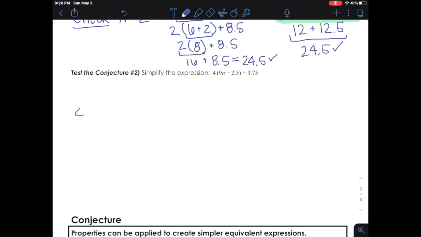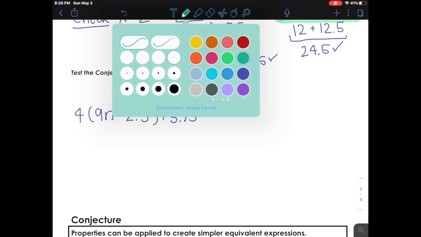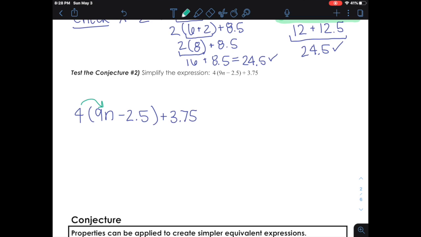So we have to simplify the expression. I'm going to go ahead and rewrite that down here. It looks like we're going to have to apply the distributive property here. All right, so let's go ahead and distribute our 4. So we have 4 times 9n minus, distribute again, 4 times 2.5, and then we have to add 3.75.